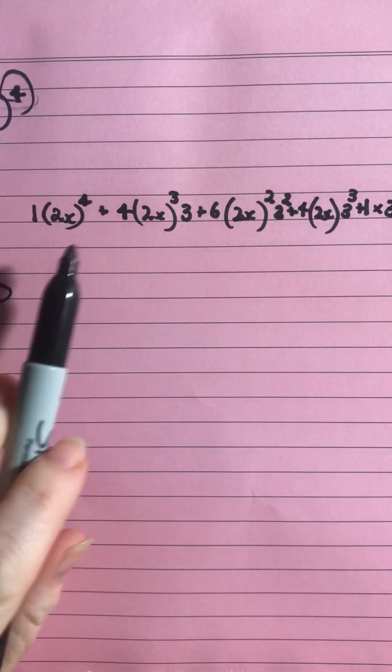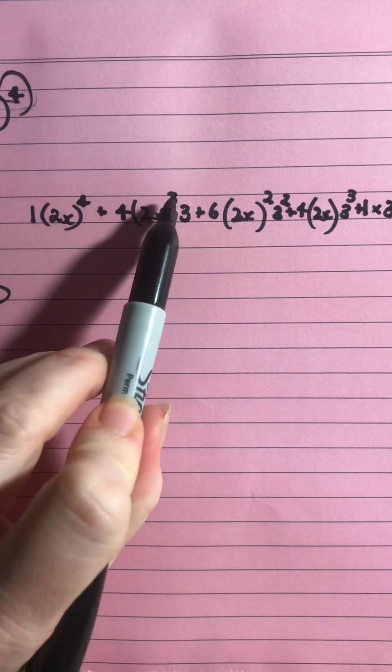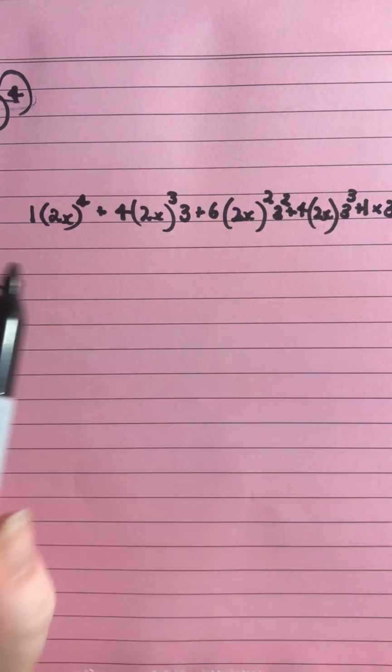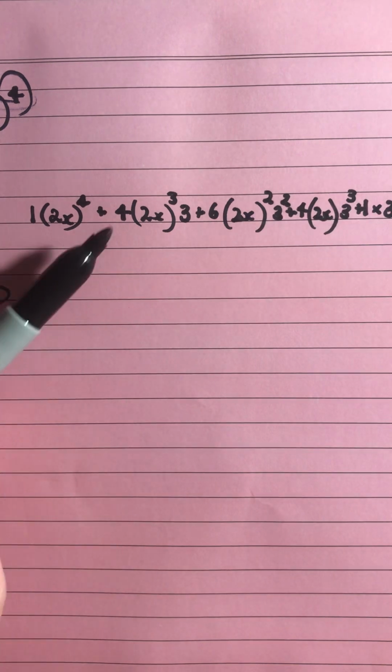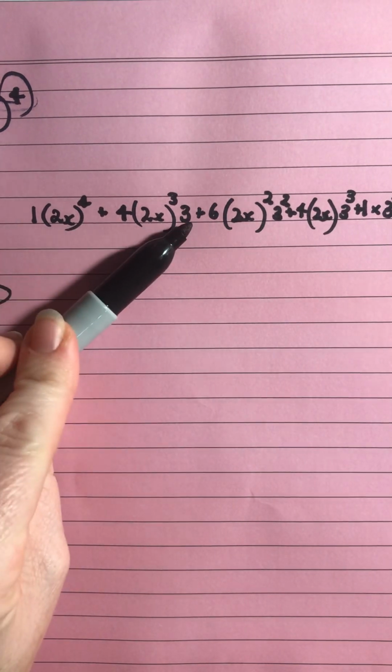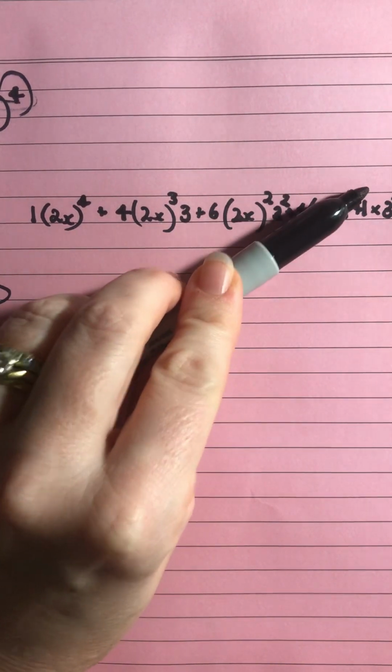So a little bit squished there, but we can see we're going 4, 3, 2, 1 for our 2x to the power of, and then the reverse for the 3, so we've got 0 there, 3, 3 squared, 3 cubed, 3 to the power of 4 for that one on the end. And then I've got to go through and simplify.